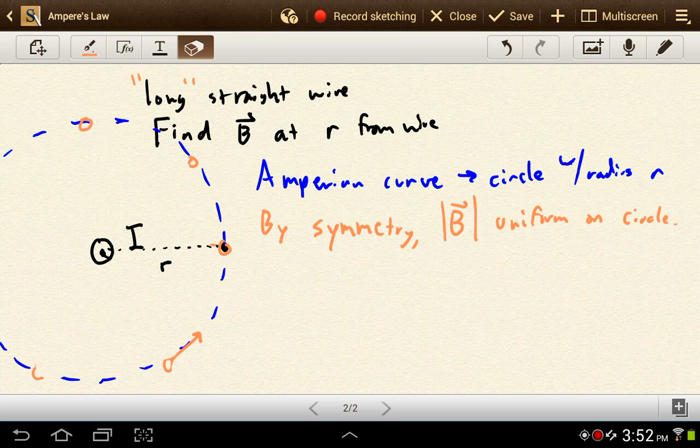So the magnetic field, you could say, by symmetry really, must be tangent to the circle. Or you could say it's by the fact that there are no magnetic monopoles. So no positive or negative magnetic charges. So no magnetic monopoles means that B must be tangent to the circle.